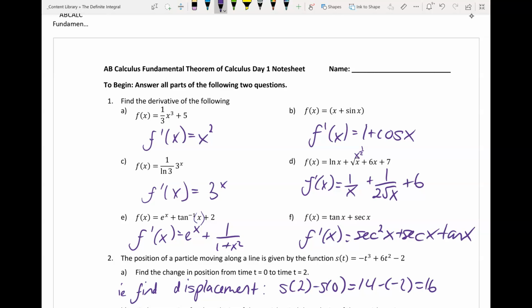So that is your review for derivatives. You still need to remember how to take derivatives and all of those library of derivatives that I've given you before.